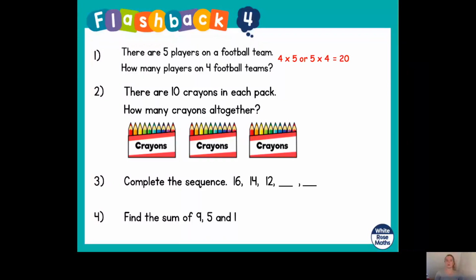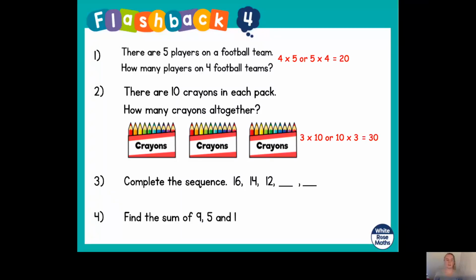Now, number 2, there are 10 crayons in each pack. How many crayons altogether? Well, how many packs of crayons are there? How many groups of crayons? Yes, that's right, there are 3. And how many in each pack? There are 10. So we can write 3 multiplied by 10, or because of commutative law, 10 multiplied by 3. Now we're going to stick to 3 multiplied by 10. So we need to count up in steps of 10, 3 times, okay? Are you ready? 10, 20, 30. Stop, we've counted 3 steps, and what did we get to? Brilliant, 30. So there are 30 crayons altogether.